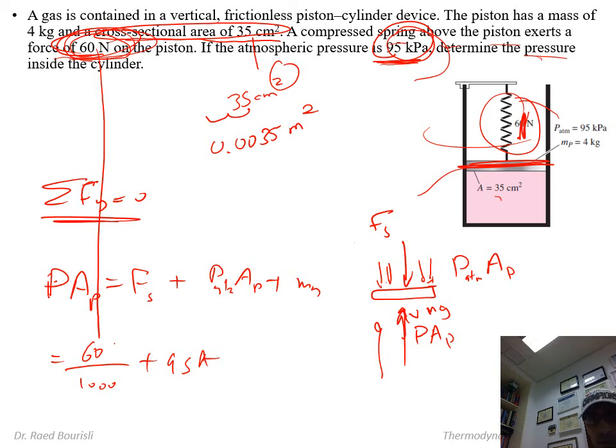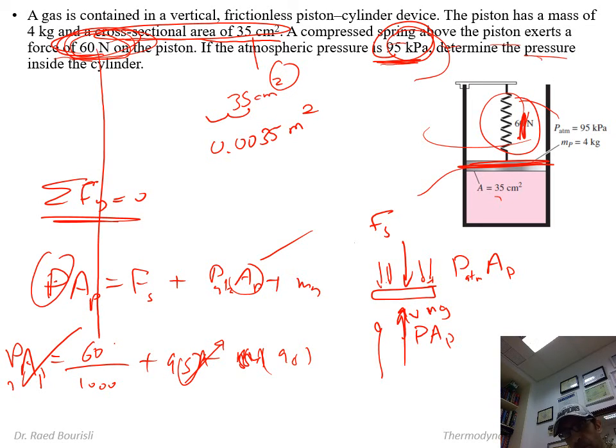And then mg is just a force, so this is 4 kilogram times 9.81. The pressure is not known and the area is known. And this area is known as well. 95 times the area, this is known. So the only unknown is the P. You solve for it.